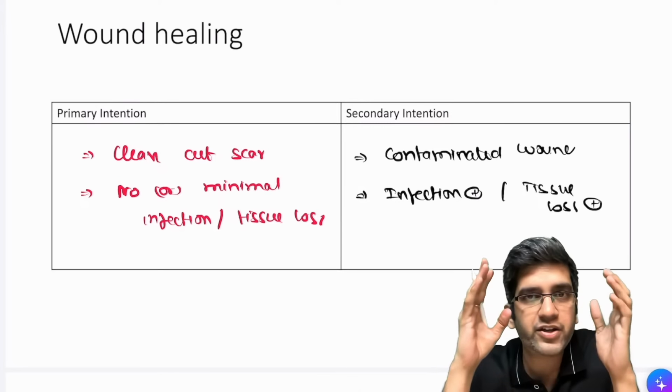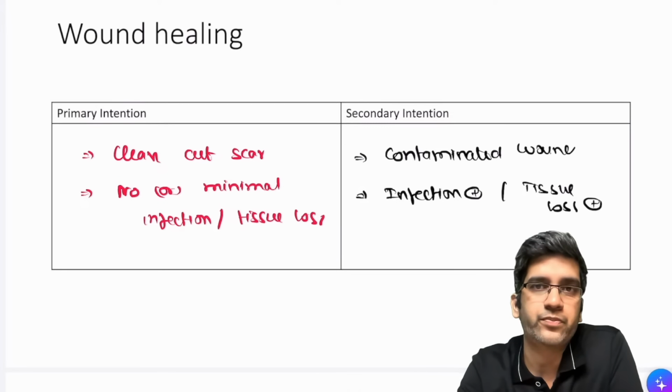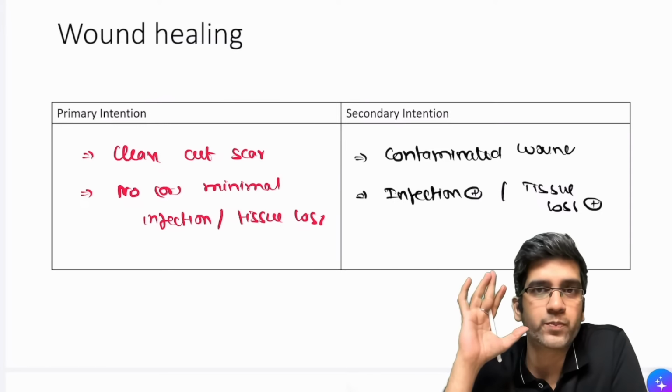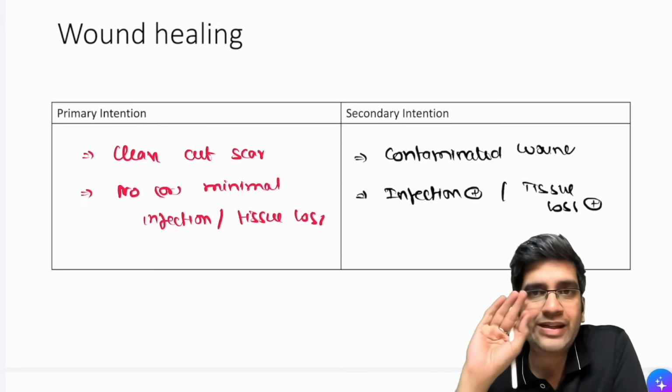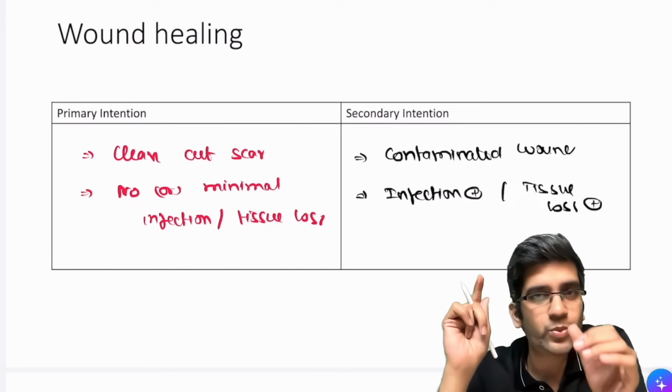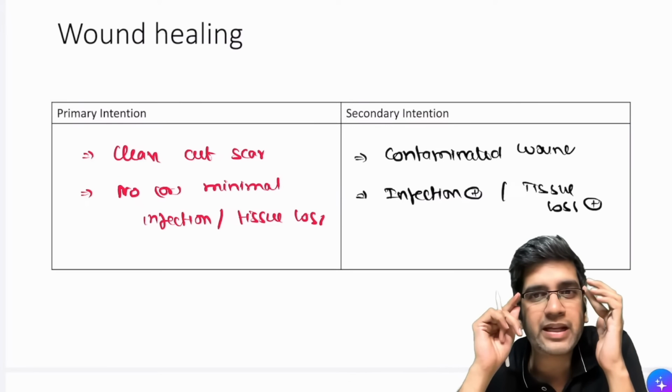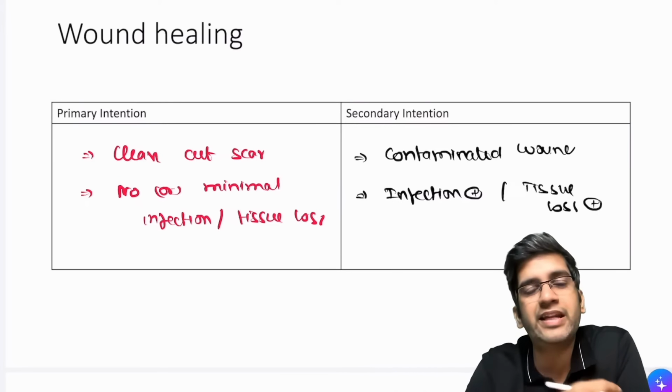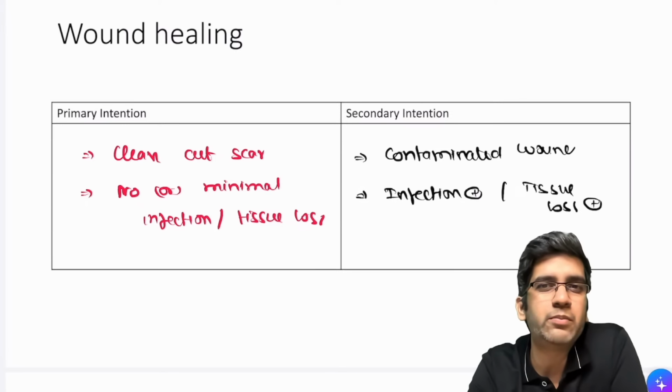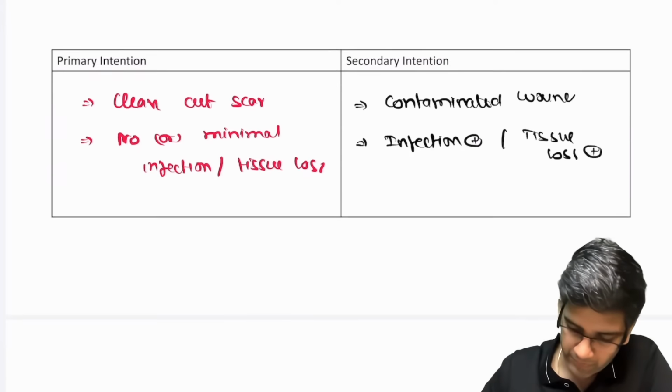Both primary and secondary intention, the steps of wound healing are the same. I'm just going to quickly go through the steps alone. The only difference is the duration of the steps will change. Primary intention healing might happen in 7 days. Secondary intention might take 14, 15 to 21 days, a little bit more because of the tissue loss being there, right? So when we talk about the wound healing timeline, right?